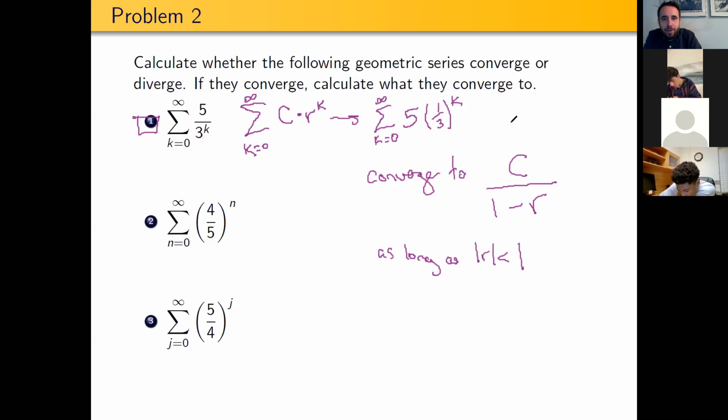In this case up here, we know that the r value is 1/3, which is less than 1, and so this should converge to 5 divided by 1 minus 1/3, which we can simplify down to 5 over 2/3, which is just 15 halves. So this series will converge to that quantity because it follows this formula here.